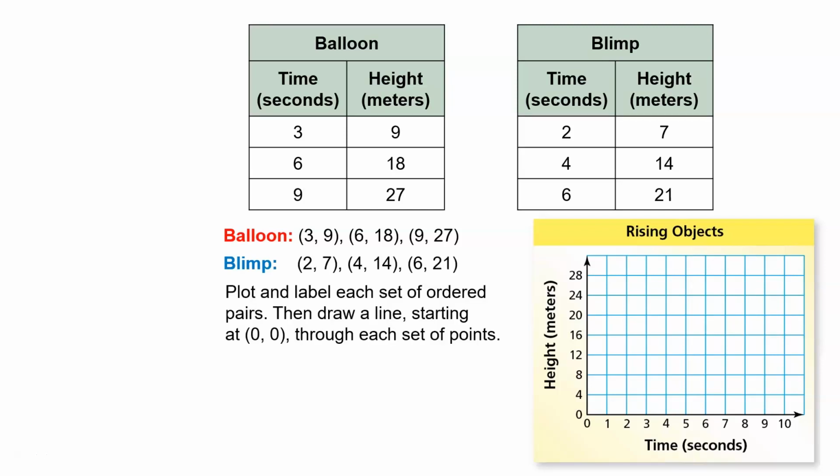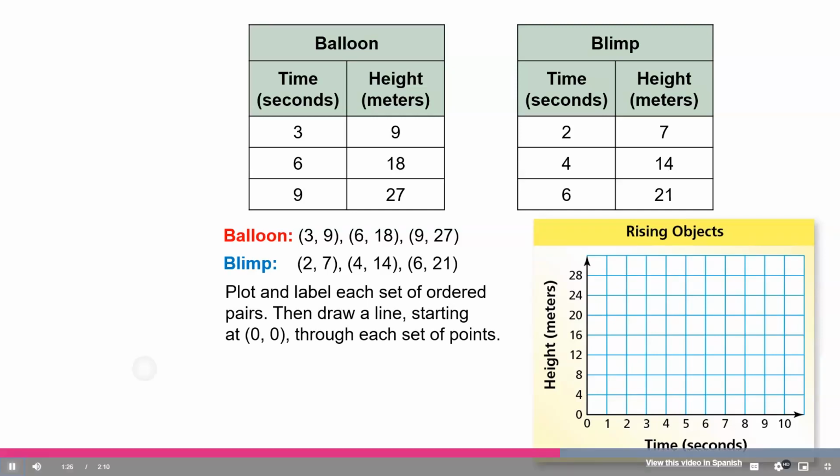Hope so, because this is part of the grade. Plot and label each set of ordered pairs. Then draw a line starting at 0, 0 through each set of points.